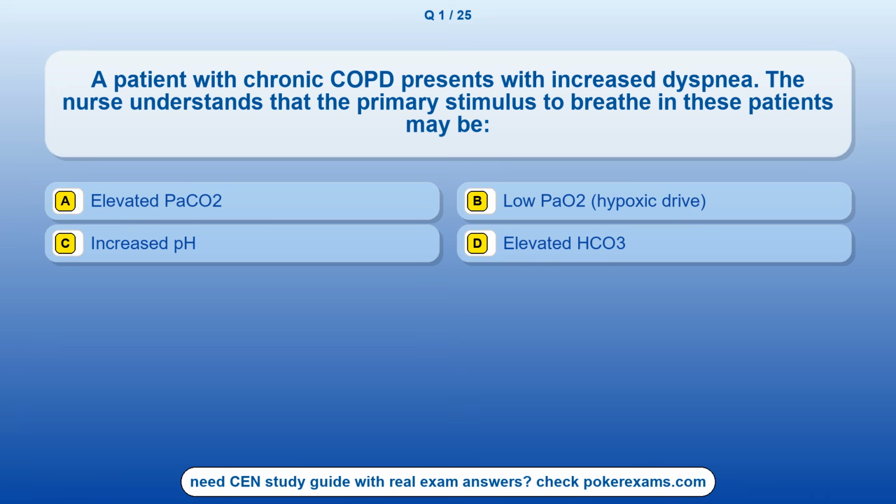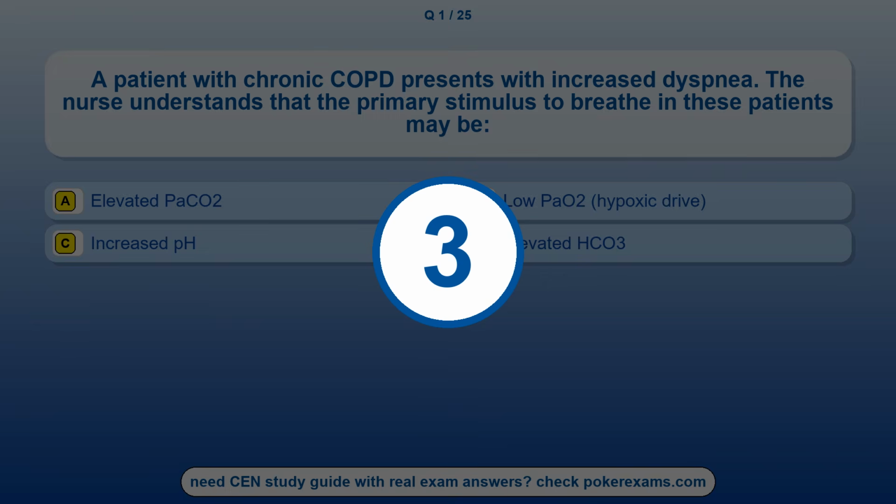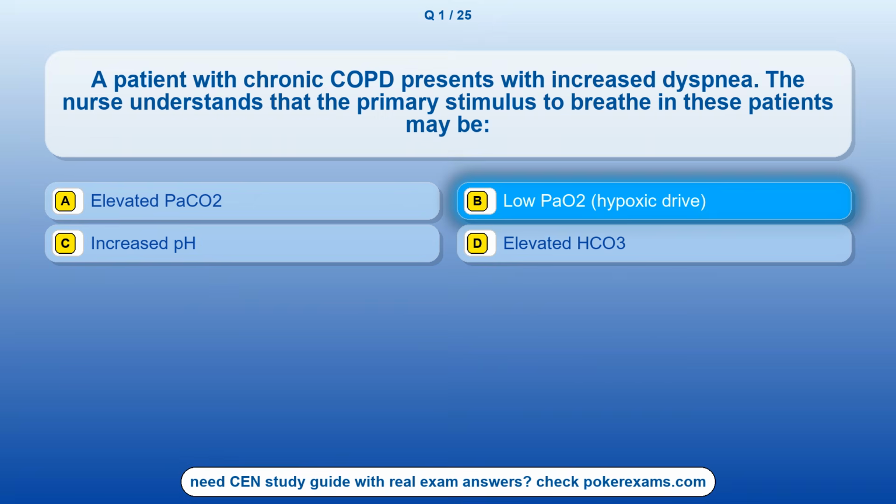Question 1. A patient with chronic COPD presents with increased dyspnea. The nurse understands that the primary stimulus to breathe in these patients may be: Option A, elevated PaCO2. Option B, low PaO2, hypoxic drive. Option C, increased pH. Option D, elevated HCO3. The correct answer is option B, low PaO2, hypoxic drive.